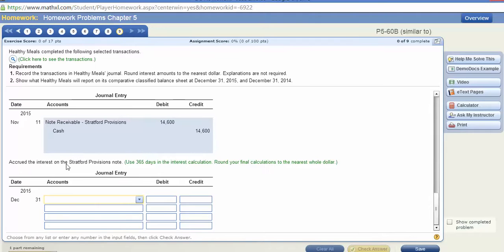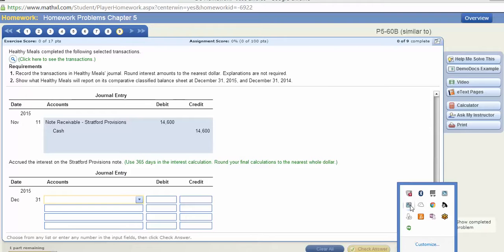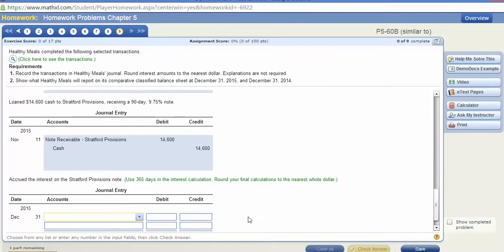Now we'll come over here, we're going to accrue some interest. Okay, so now some time has actually passed. Pay close attention to what it's saying. It says use 365 days in the interest calculation. That's an important point you want to remember as you work through this problem. Okay, so get into the habit. When you're working this kind of problem, just like we did before, calculate the interest that the note would have for an entire year.